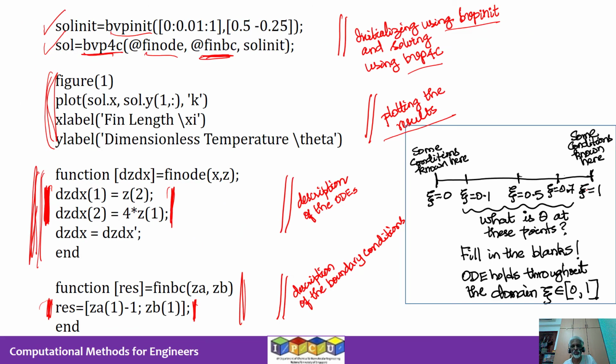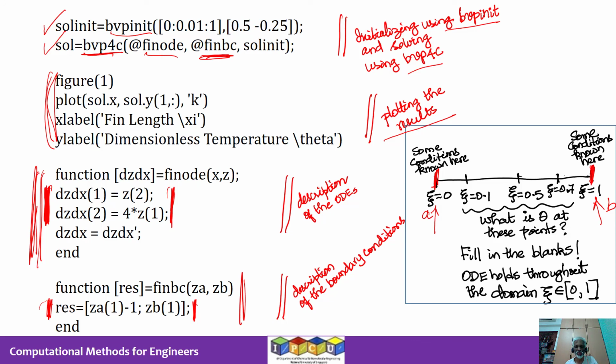Now, please note before leaving this particular video segment, this is the domain starting from psi is equal to 0 to psi is equal to 1. The left boundary to the right boundary. The left boundary is labeled A, the right boundary is labeled B. So some conditions for the problem are known here. Some conditions of the problem are known here. So in this case, we had a second order ODE, so we needed 2 conditions. One condition was given here, other condition was given here.